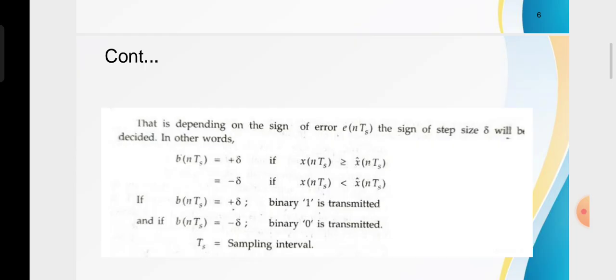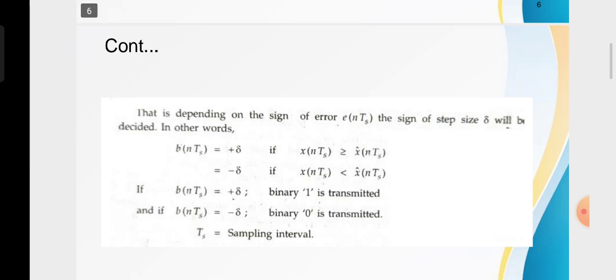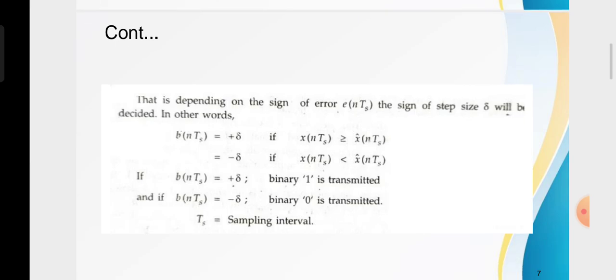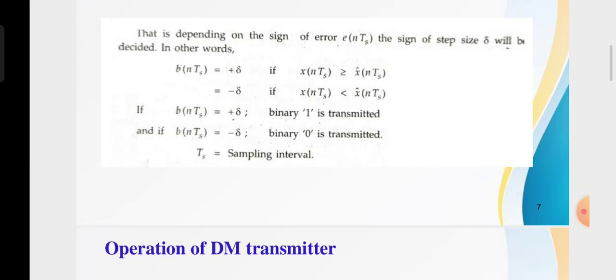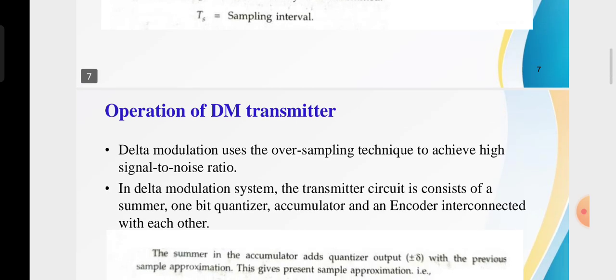The binary output b(nTs) equals plus delta if x(nTs) is greater than or equal to x cap(nTs). If x(nTs) is less than x cap(nTs), then the binary output is minus delta. So b(nTs) equal to plus delta means binary 1 is transmitted. If b(nTs) equals minus delta, then binary 0 is transmitted, where Ts is the sampling interval.